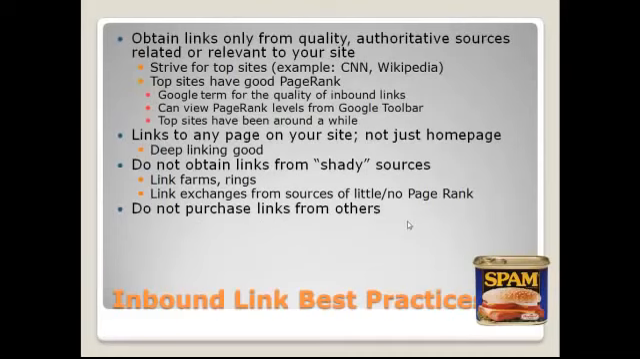Okay, so obtain links from quality authoritative sources. That can't be overstated. Some top site examples would be CNN or Wikipedia, sites that have a great PageRank. PageRank is just a Google term for the quality of inbound links. If you have Google's toolbar, you'll see a little green bar at the top, and it's on a 0 to 10 scale. An example of a 10 would be Google. Most sites fall far below, and it's on a logarithmic scale, so going from a 2 to a 3, a 3 to a 4 increases exponentially.